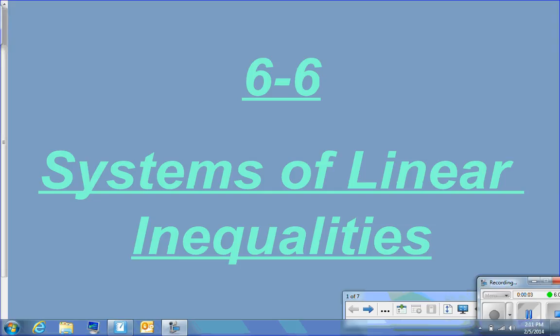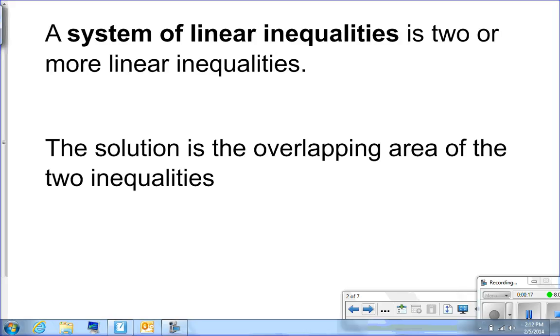Hello, and today we are going to talk about system of linear inequalities. So yesterday you watched a video on how to graph a linear inequality. Now we are going to do a lesson on a system of them. Okay? So system of linear inequalities is two or more linear inequalities together. And the solution is the overlapping area of the two inequalities. So make sure you have this written down in your notes.